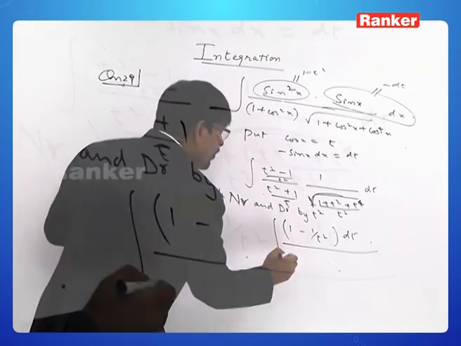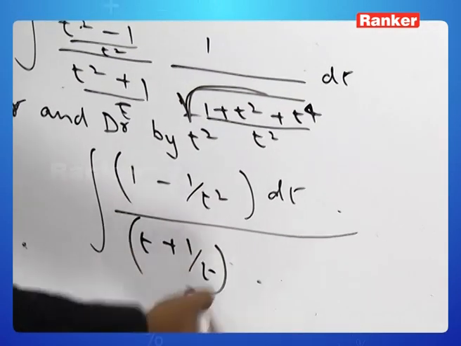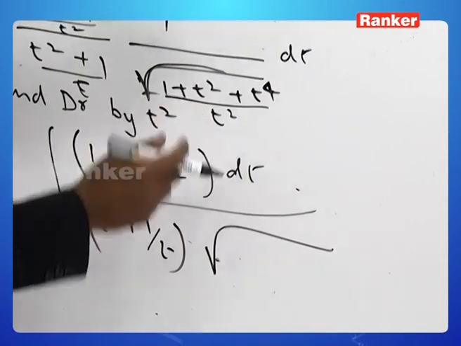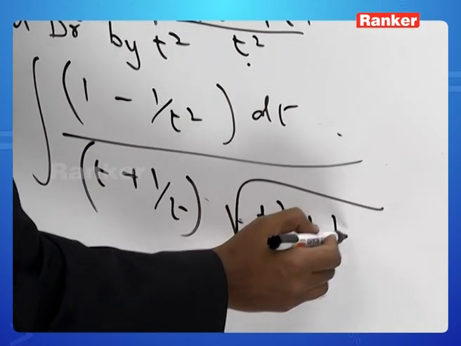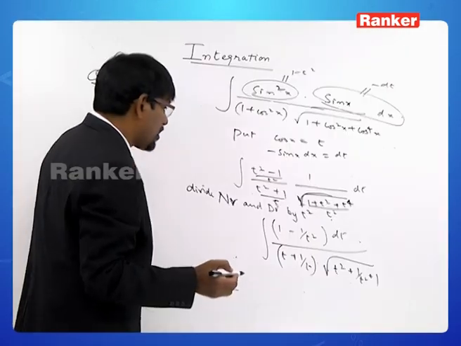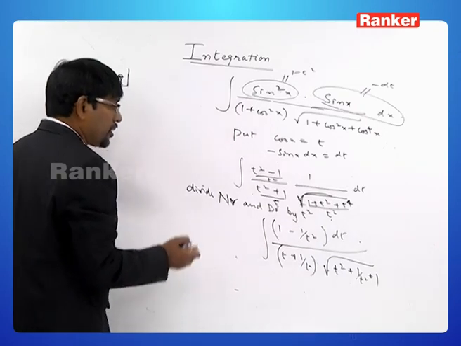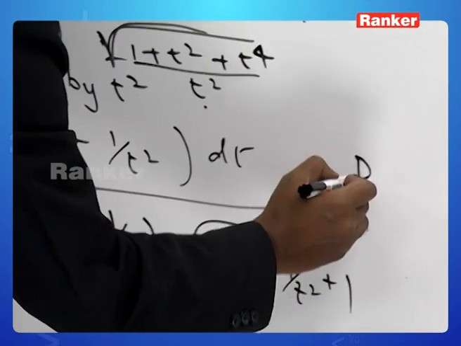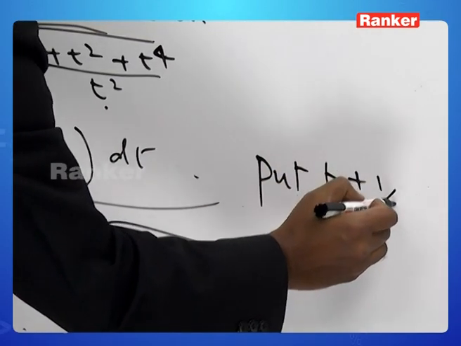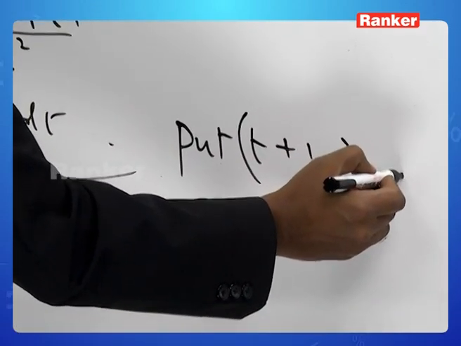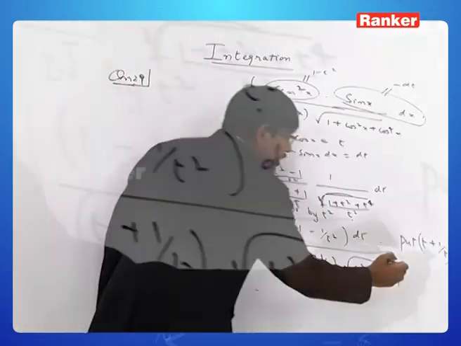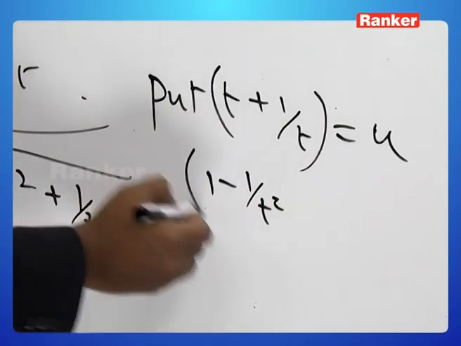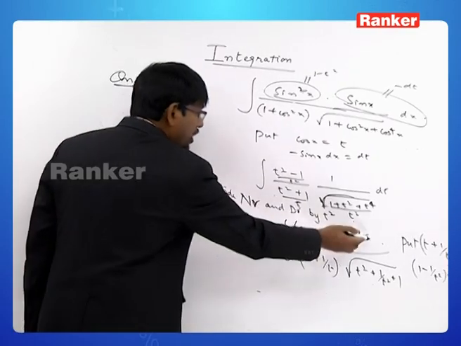So what do I have now? We then have t plus 1 by t into root over, now t square by t square, now t power 4 by t square, that makes it t square plus 1 by t square plus 1. Now it appears that we can substitute, put t plus 1 by t as some u. Then clearly 1 minus 1 by t square dt will become du. So the numerator is du.